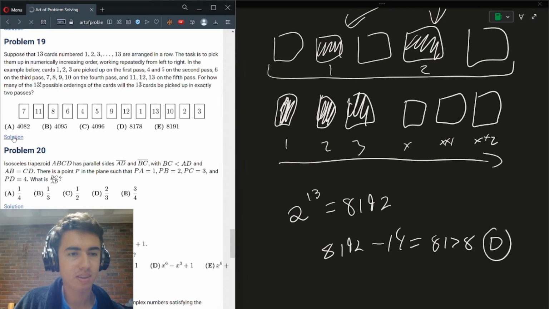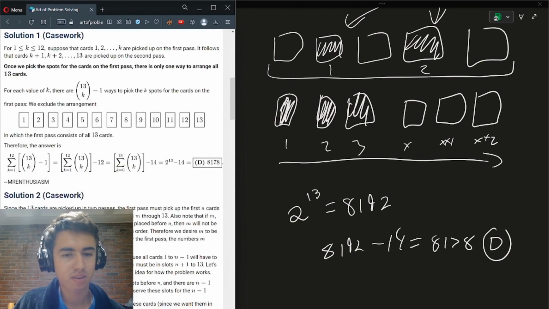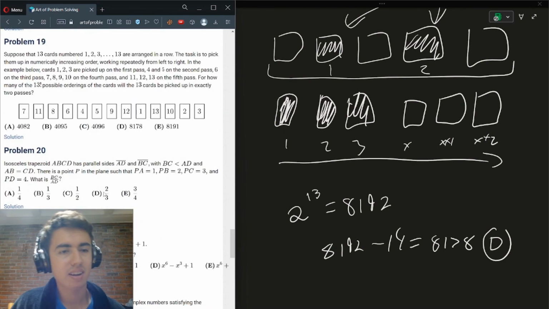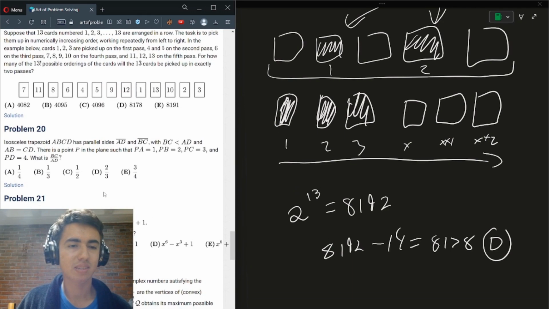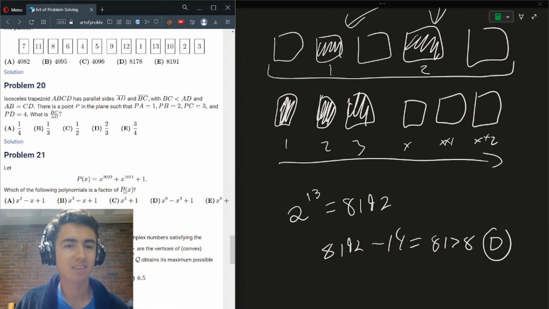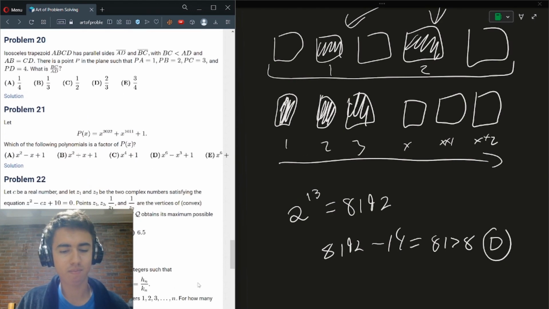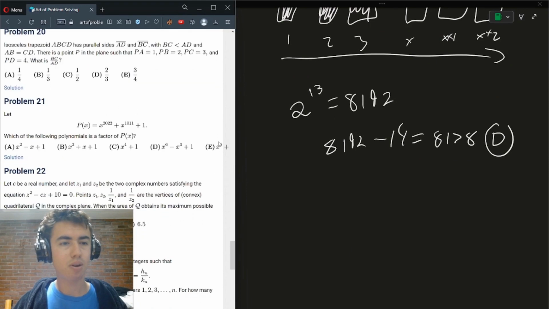And let's check the answer. That is correct. And I thought this one was pretty easy. So you can see it's pretty important to make sure you look at even the higher number ones, because oftentimes the difficulty is out of order. Alright, now on to problem 20.